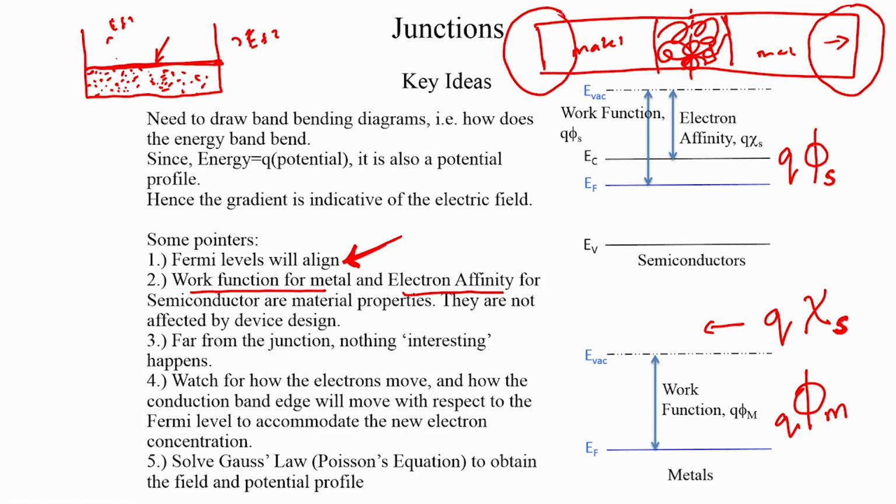And very far away from the junction, the material could be said to live in its own world and retain the properties that it had if it were in equilibrium. If the entire system is in equilibrium, then the material really does not see any change, and very far from the junction nothing interesting happens.